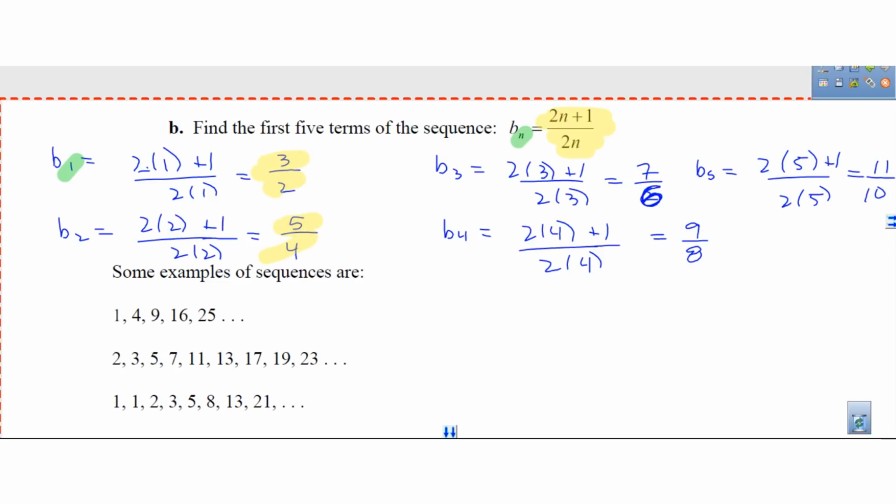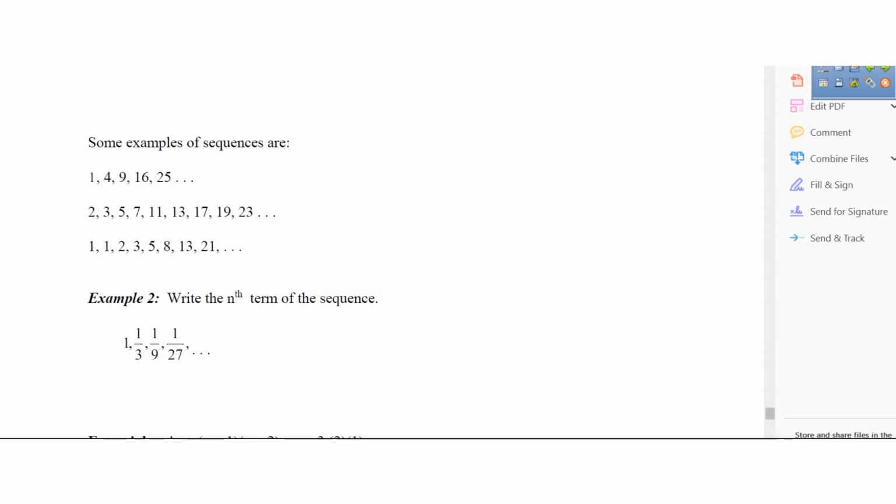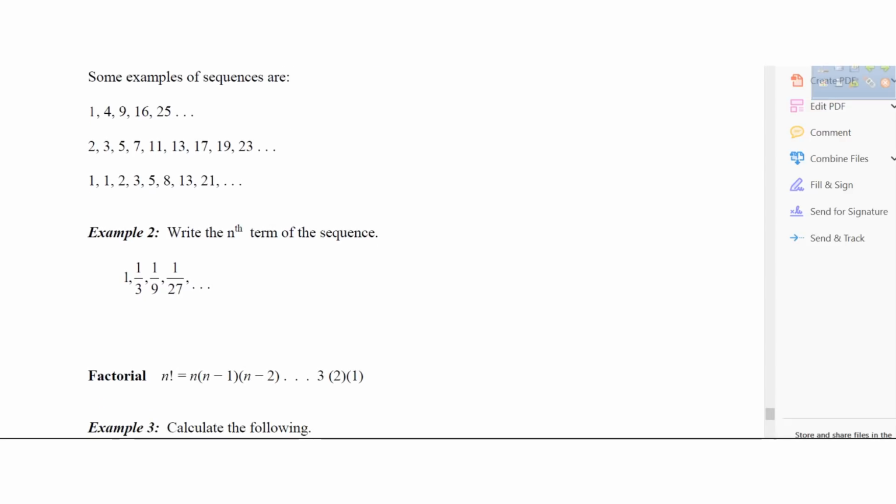So first term, second term, third term, fourth term, fifth term, done. For these sequences right here, I'm not even going to really talk about them directly. I'm just telling you that's what a sequence looks like. Usually there is a pattern to the sequence, and then you can find the next terms, or like the 50th term, or you can also find sums. So those are the things that we're going to be doing throughout these next 3 lessons. Okay, find the nth term.